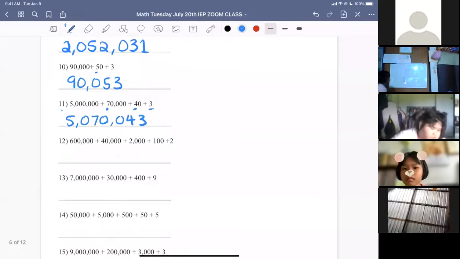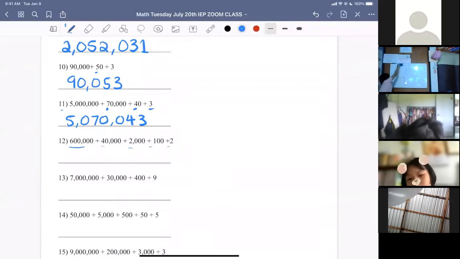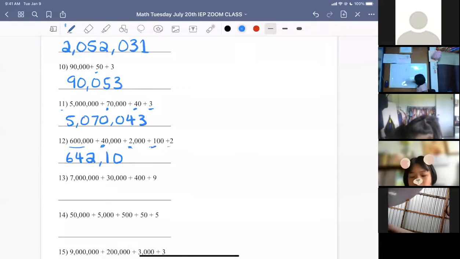Number 12, we have 600,000, 40,000, 2,000 plus 100 plus 2. So we have 600,000. We're at 6. Do we have 10,000? Yes, we do. We have a 4. Do we have thousands? We do. We have a 2. Do we have hundreds? Yes, we do. We have a 1. Do we have tens? No, we don't. We write a 0. And we have ones. We write a 2.